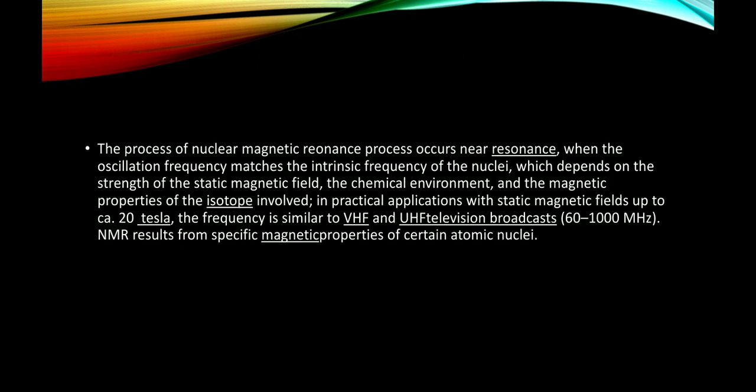This process of nuclear magnetic resonance occurs near resonance, when the oscillating frequency matches the intrinsic frequency of the nuclei, which depends on the strength of the static magnetic field, the chemical environment, and the magnetic properties of the isotope involved. In practical applications with static magnetic fields up to 20 Tesla, the frequency is similar to VHF and UHF television broadcasts, which range from 60 to 1000 MHz. NMR results from specific magnetic properties of certain atomic nuclei.